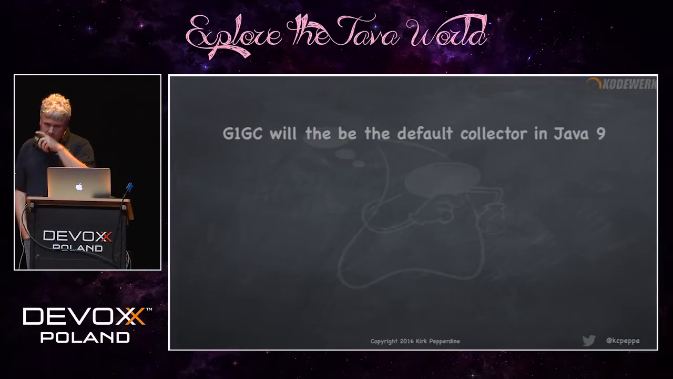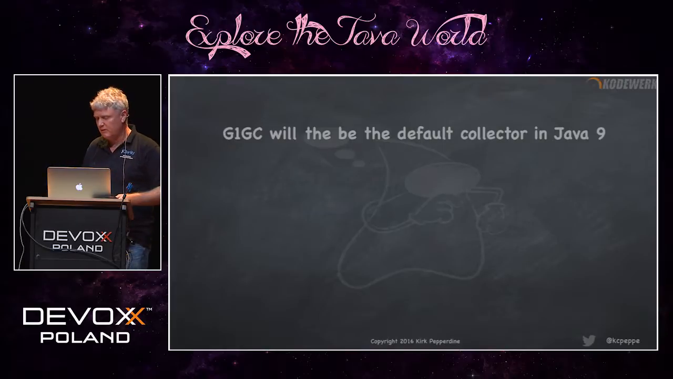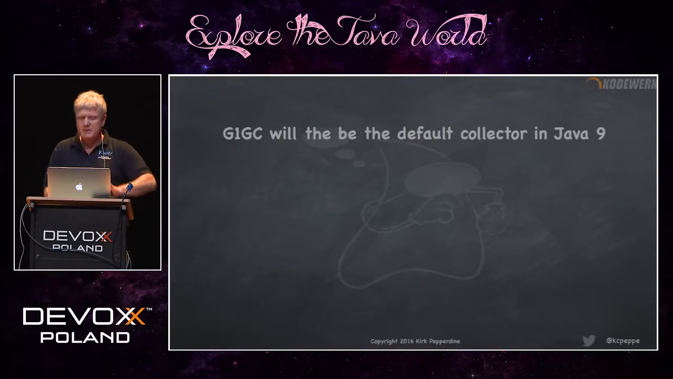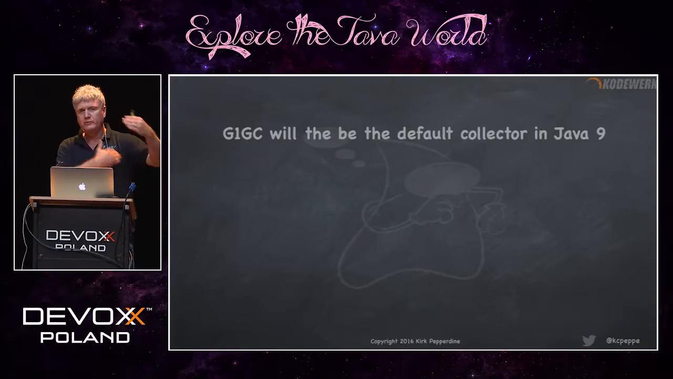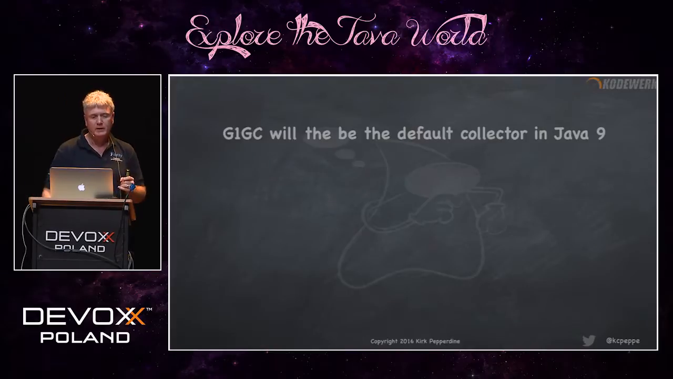Okay, so there's a bit of news here, and there's things that Oracle really hasn't made a big public splash about. And the first piece of news here is that the G1GC will be the default collector in Java 9. So as you move forward to Java 9, if you don't specify a garbage collection combination, then this is what you're going to get, right?